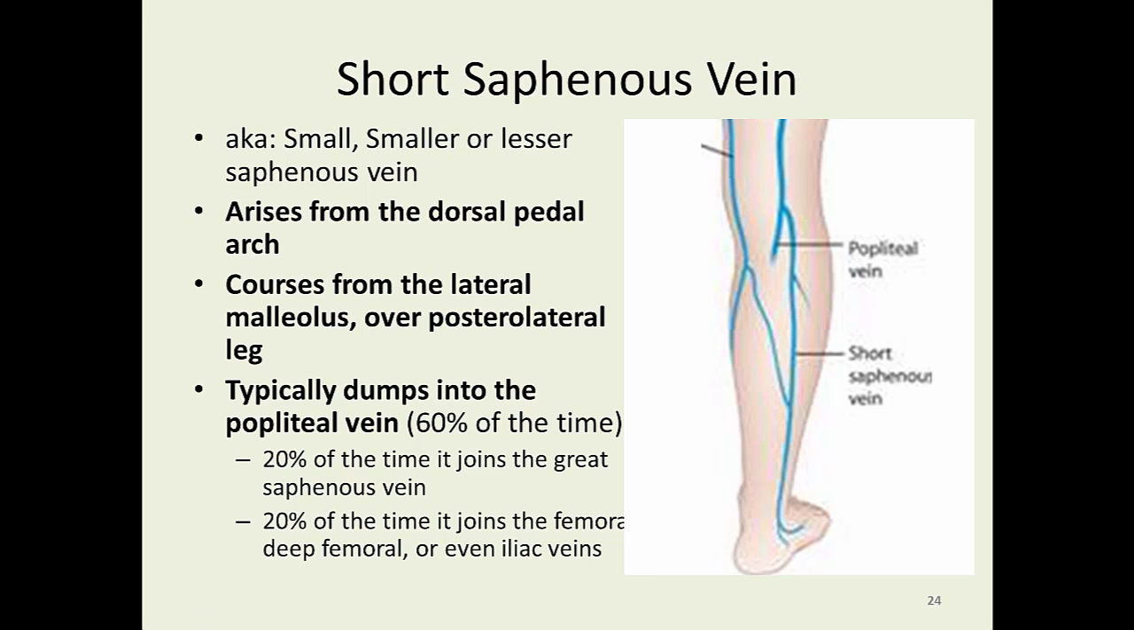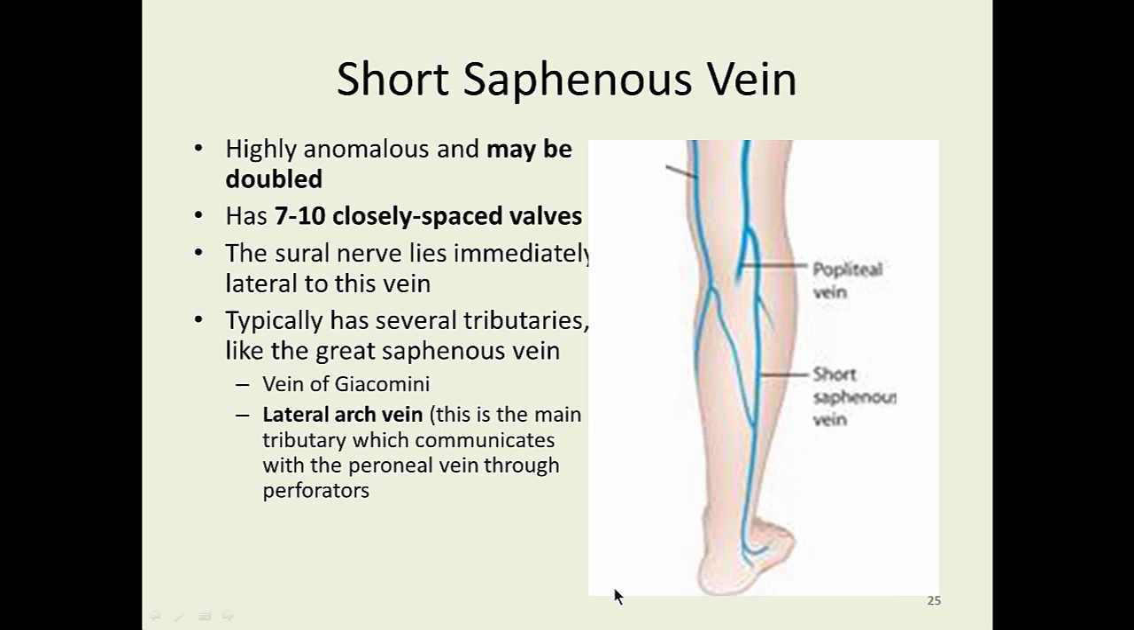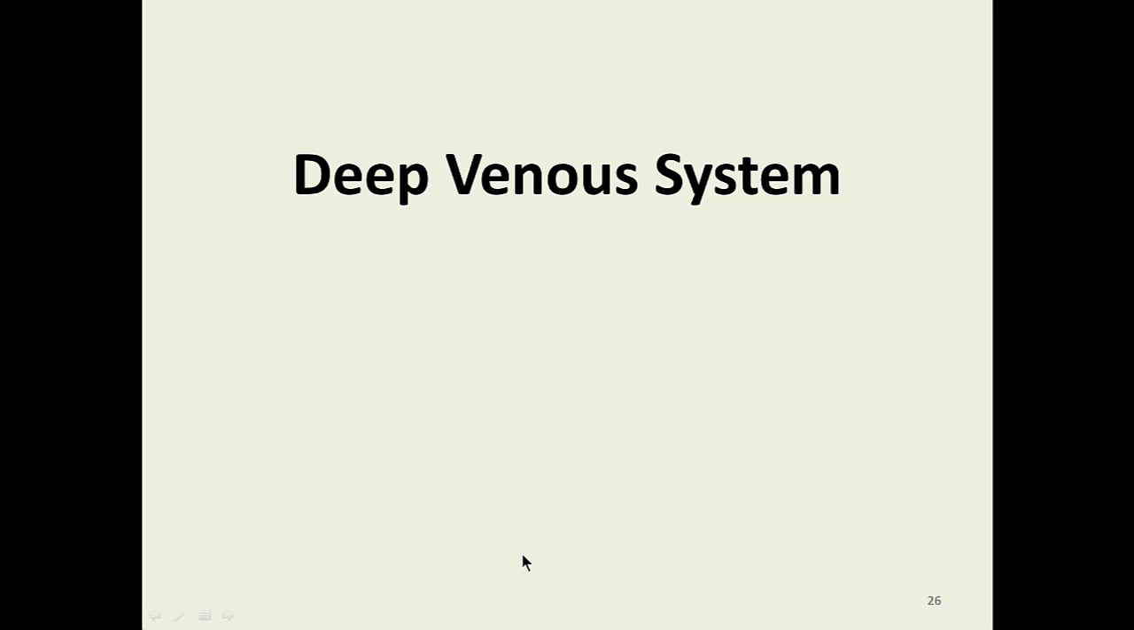Short saphenous vein, just know that it's more on the lateral side of the leg. Great saphenous vein is on the medial, short saphenous is on the lateral leg, and 60% of the time it dumps into the popliteal vein. Then you can read about the other anomalies if you want. Highly anomalous. I think we know this. Arteries are anomalous, but veins are really anomalous. So a lot of times everything is not where it's supposed to be.